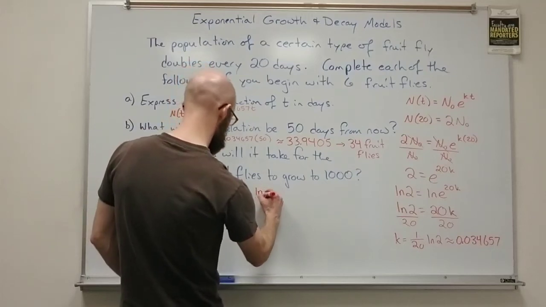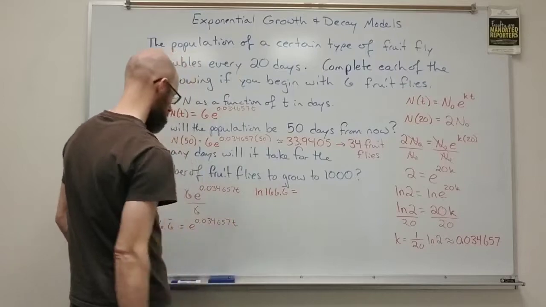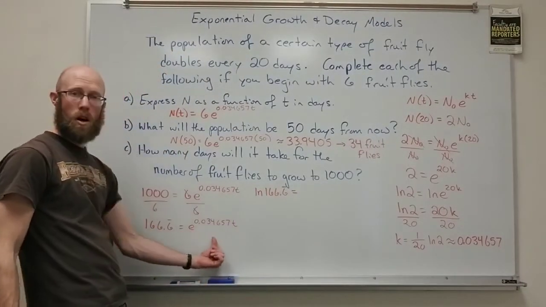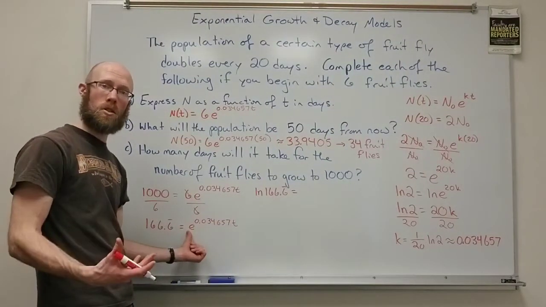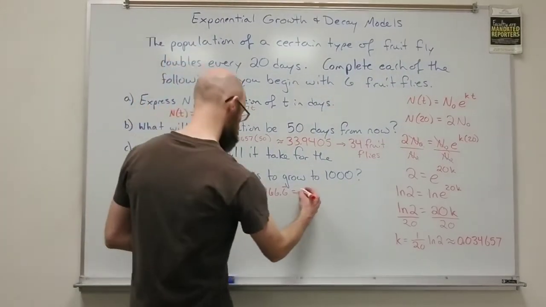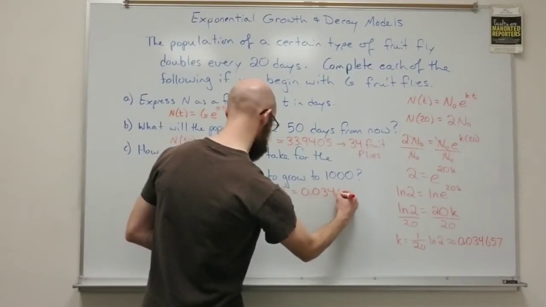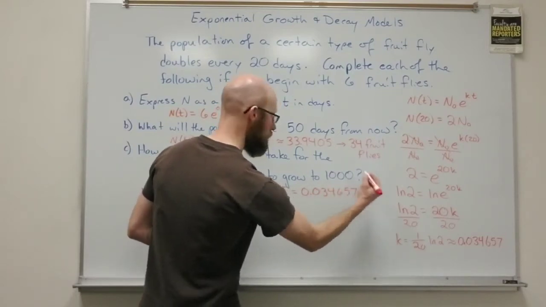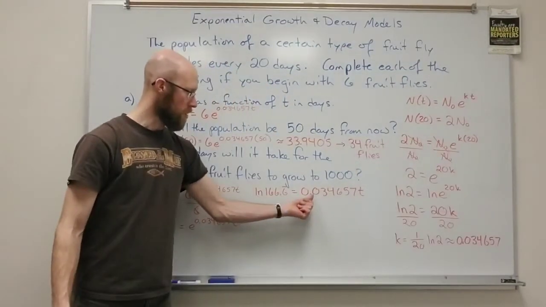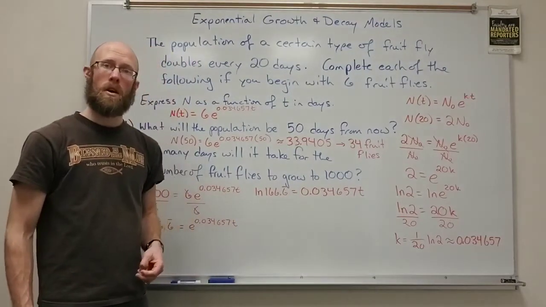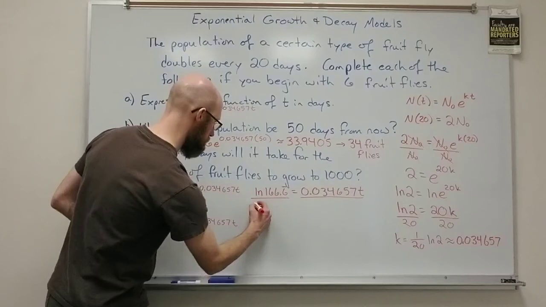Take the natural log of both sides. I get the natural log of 166.6 repeating equals, now when I do the natural log of the right, you already know that the natural log and the e will cancel off. So I'm actually going to do 2 steps in one here and just give you the exponent, 0.034657t. Now to solve for t, I'm going to divide both sides by this decimal, and that should give us a pretty good approximation of the number of days.